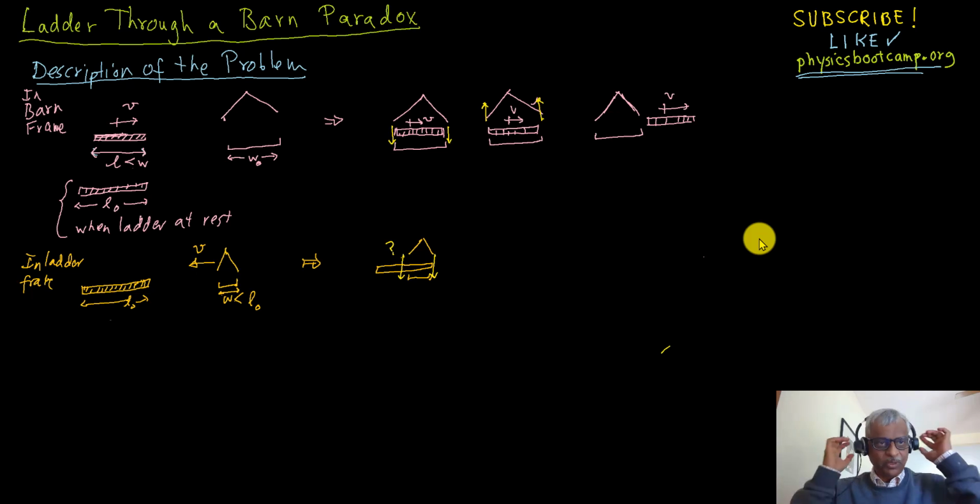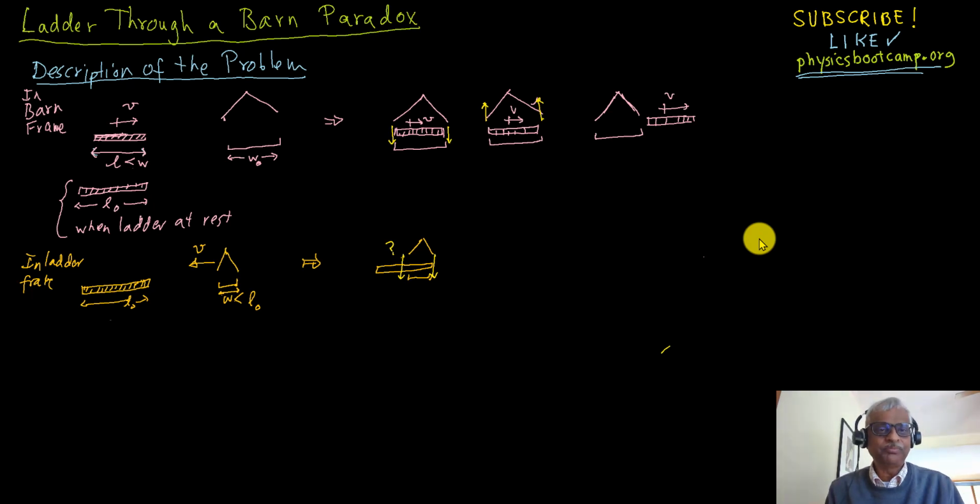Hello there, welcome to another problem, a very famous problem, just like the twin paradox that we did yesterday. This is a problem that goes by many names. It has to do with a ladder through a barn paradox. It's sometimes called the ladder through a barn paradox.